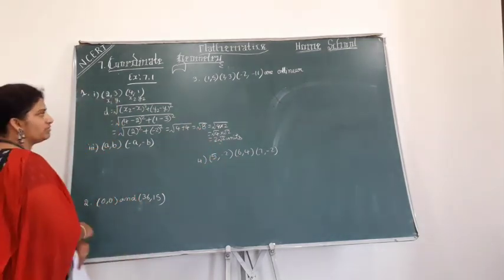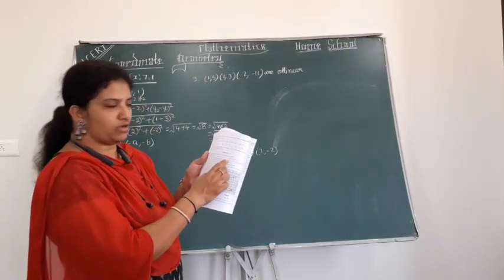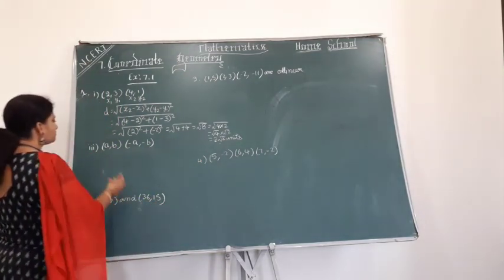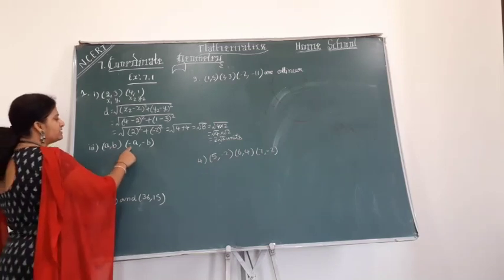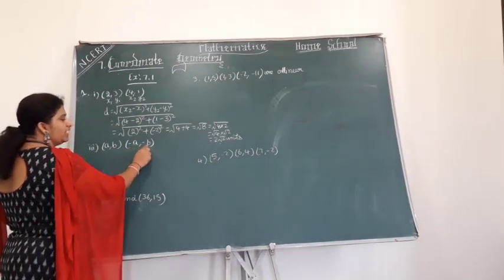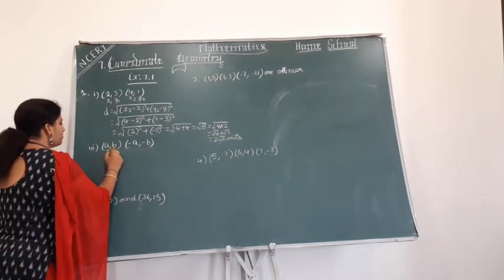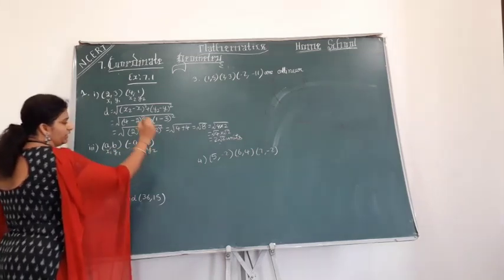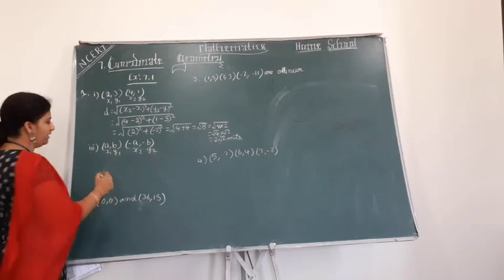The second problem is also the same problem. Minus 5, 7, minus 1, 3. You can do this. Shifting to the third problem. a, b is your first coordinate. Second coordinate is minus a, minus b. As usual, first we have to mention x1, y1, x2, y2. What is the distance formula? In every problem you have to use the formula.